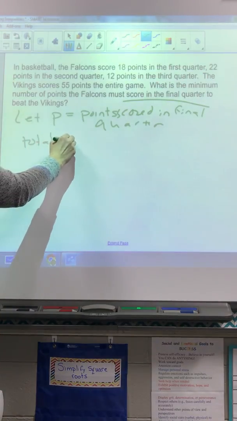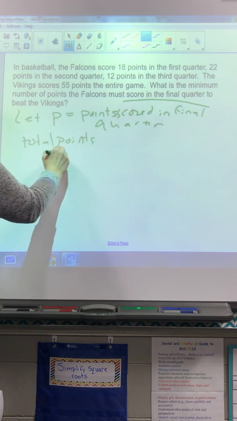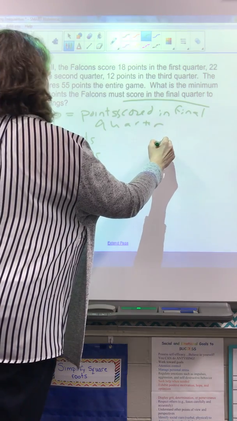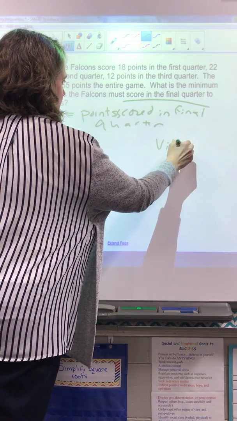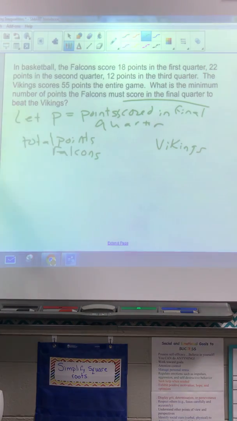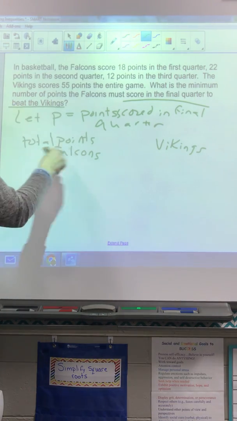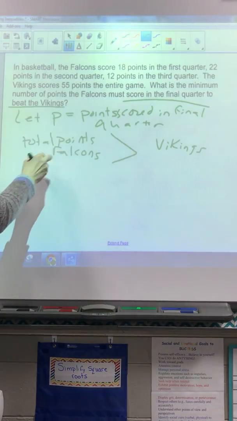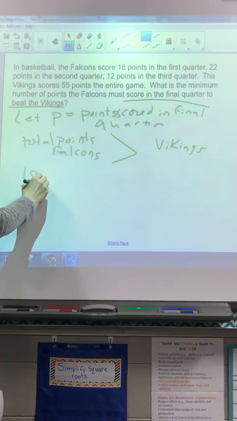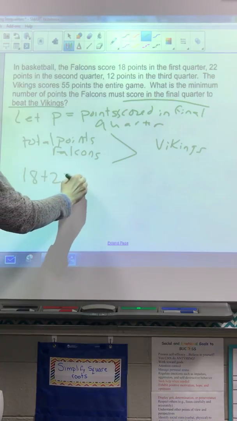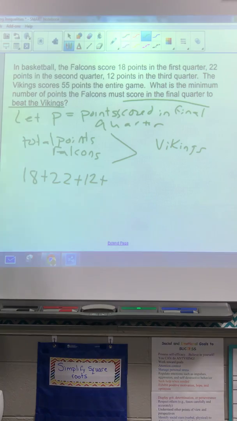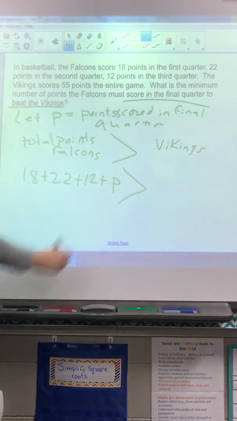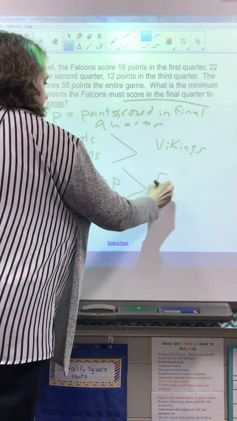Total points of the Falcons. That's what we're looking for. Total points of the Falcons has to be what compared to the Vikings? We want them to beat the Vikings, so we have to have greater points than the Vikings. So how do we find total points for the Falcons? 18 first quarter, plus 22 second quarter, plus 12 the third quarter, plus however many in the final quarter, which we know is P, has to be greater than the points the Vikings scored, which is 55.